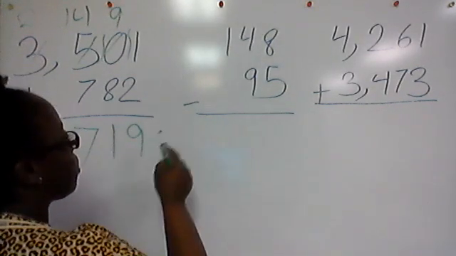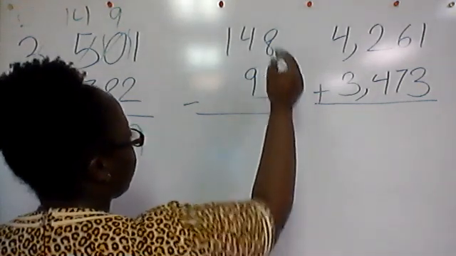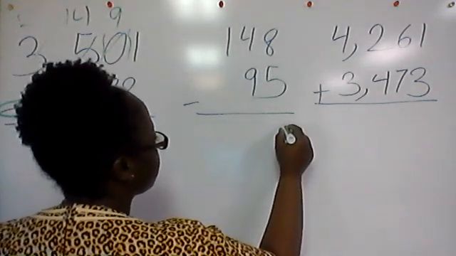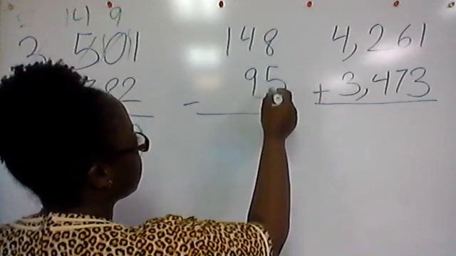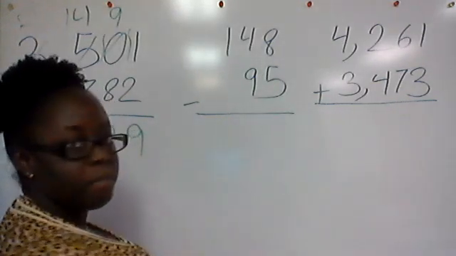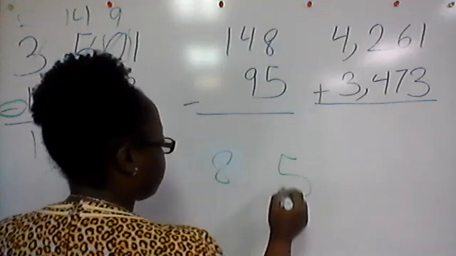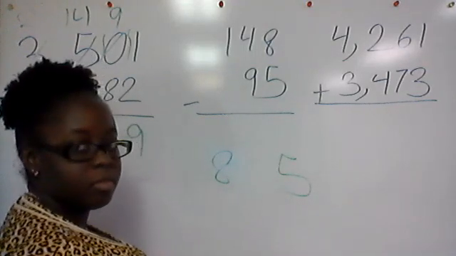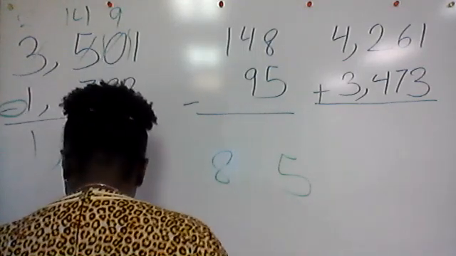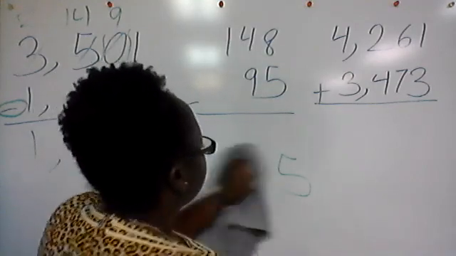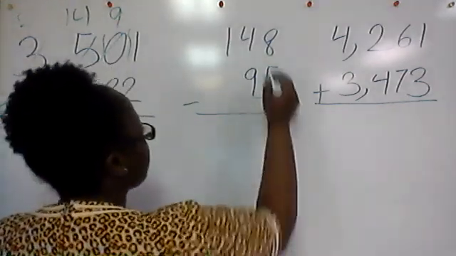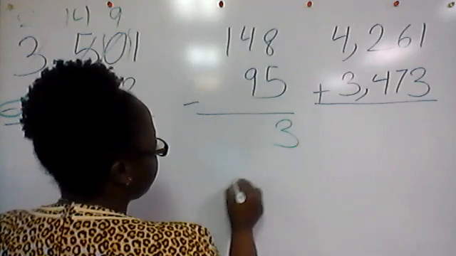So our next problem, once again, we look to see, are we doing addition or are we doing subtraction? We are doing subtraction. So 8 minus 5 equals, first off, we need to see, is 5 bigger than 8? If you put them side by side, is 5 bigger than 8? No. So if it's not bigger than 8, then I can continue with my problem. 8 minus 5 equals 3.